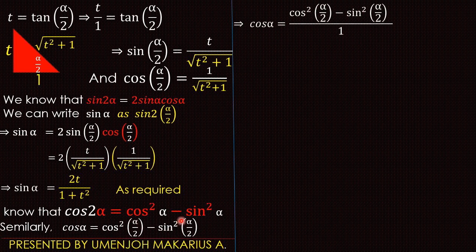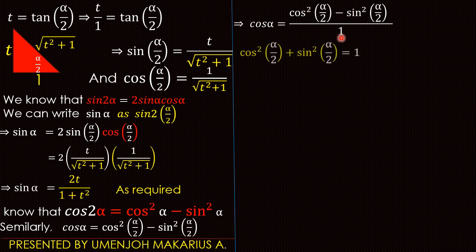Good. So guys, we can also write this cos alpha as cos squared of alpha over 2 minus sine squared alpha over 2 all over 1, right? Over 1, because it is still the same even with the 1 or without the 1. But guys, we need this 1, okay? We need the 1 for real.